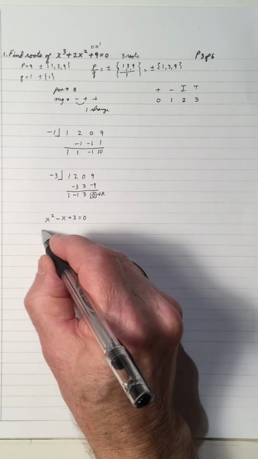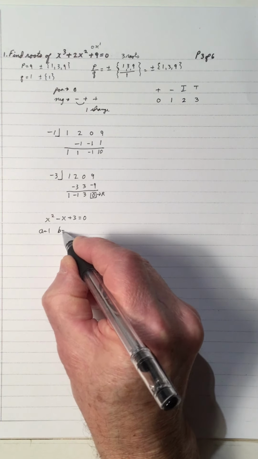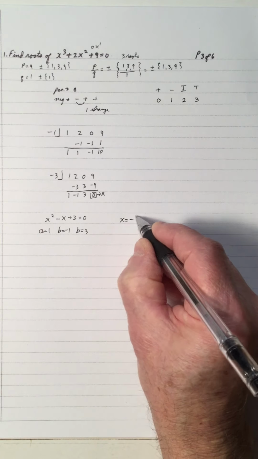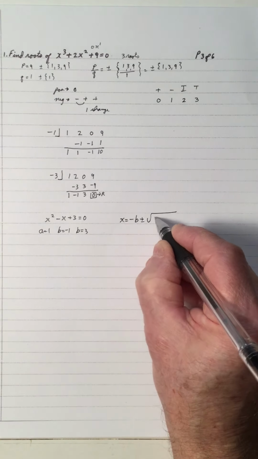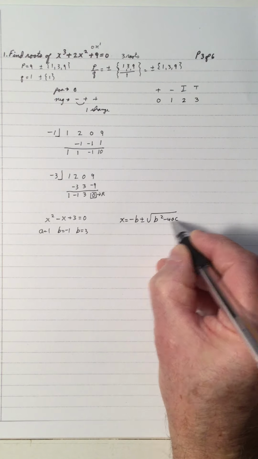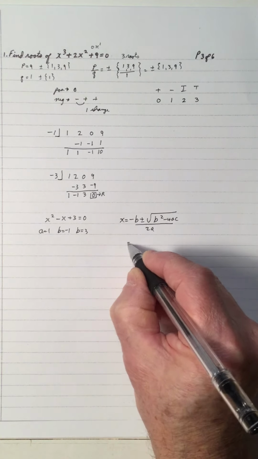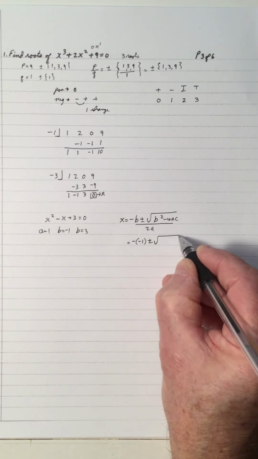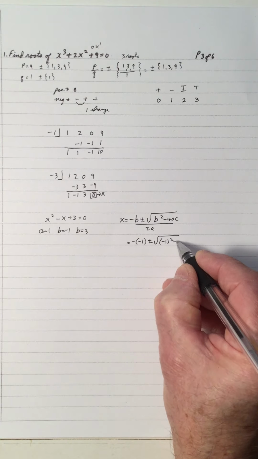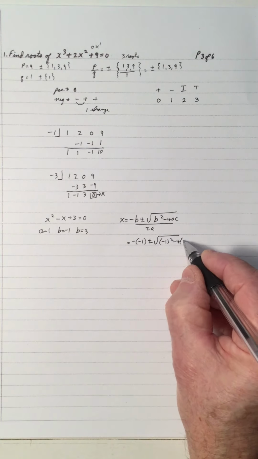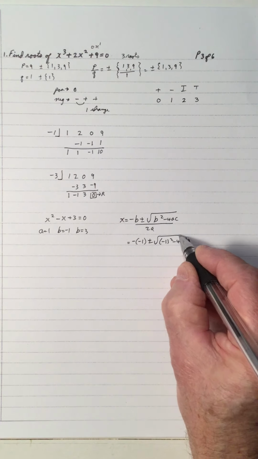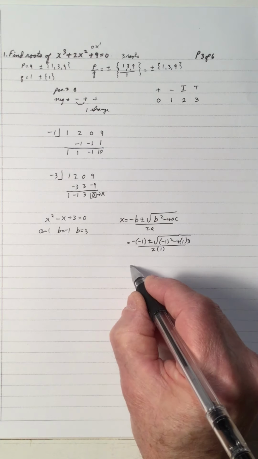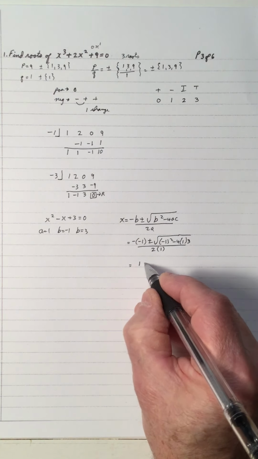Well, we've got to do the quadratic formula. So a is 1, b is negative 1, c is 3. So x equals negative b plus or minus the square root of b squared minus 4ac, all over 2a. b is negative 1, so it's the negative of a negative 1, plus or minus the square root of negative 1 squared minus 4. a is 1. c is 3. All over 2 times a, which is 1. So that gives us negative is a positive.